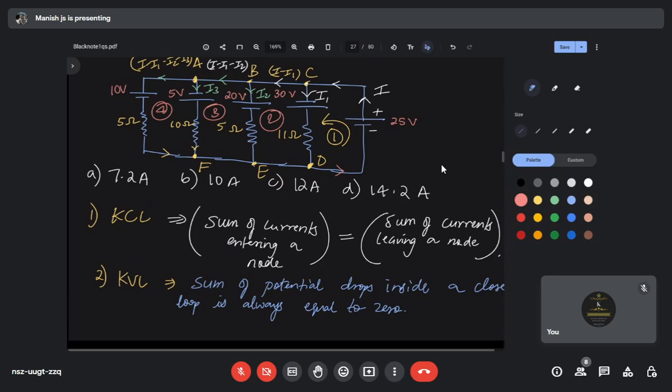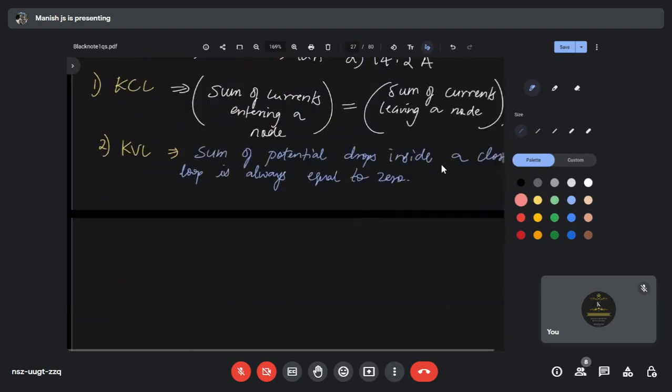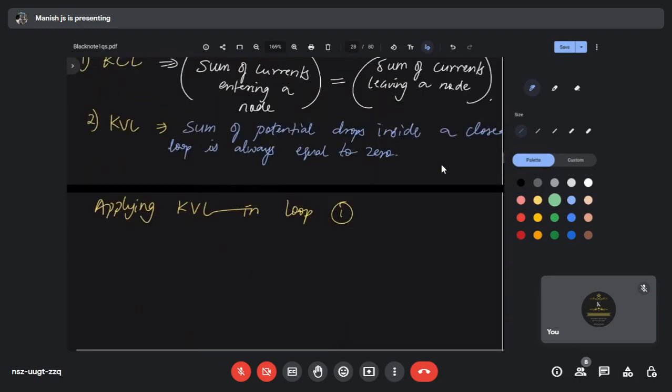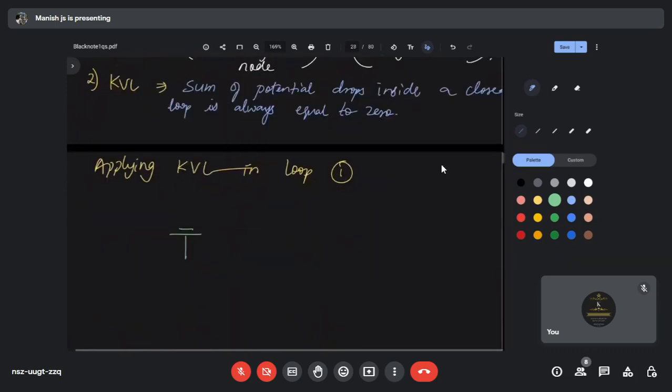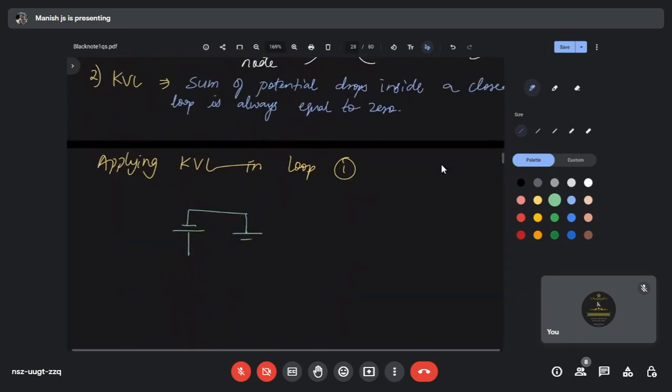So we will start from the junction C. We start from there, moving downwards. I am moving anti-clockwise because the current is anti-clockwise in this loop. So first we are analyzing loop 1, applying KVL in loop 1. I'm just drawing it here, because I have already shown all the currents and everything, so let me redraw it for your reference.